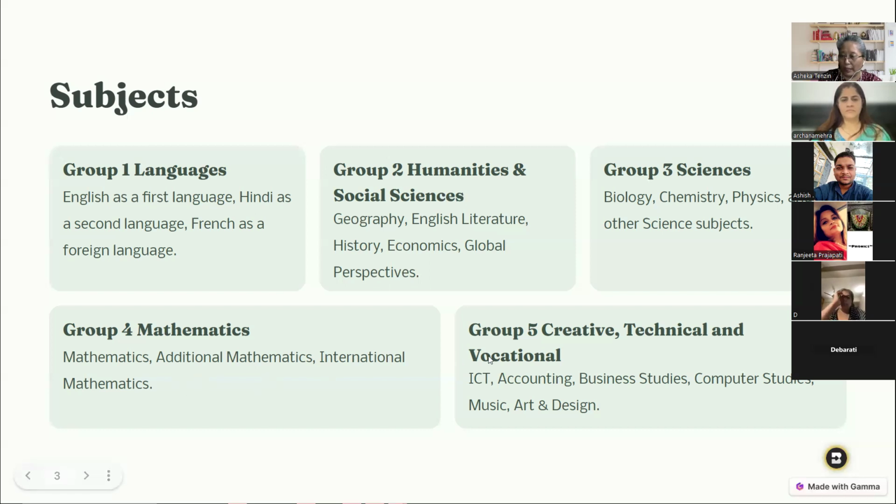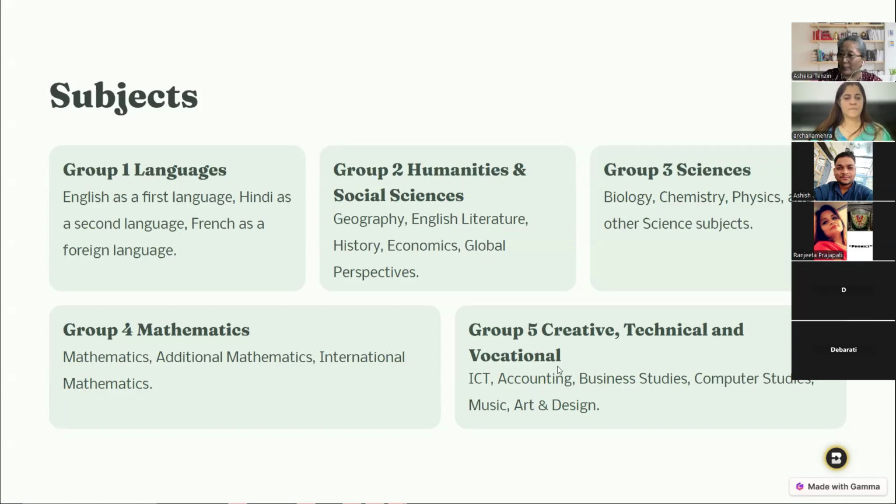Any one of these. And the 8th subject is any one of this. When I was in my previous school, where we offered IGCSE and MYP together, we gave a choice between business studies and art and design. Between these 2, any student could take 1 subject. But schools that have A levels would want to offer accounting, because accounting is one of the favorite subjects for those students who would want to take the commerce stream. So ICT, accounting, business studies, computer studies, music, art and design: these are the subjects that are there in group 5.